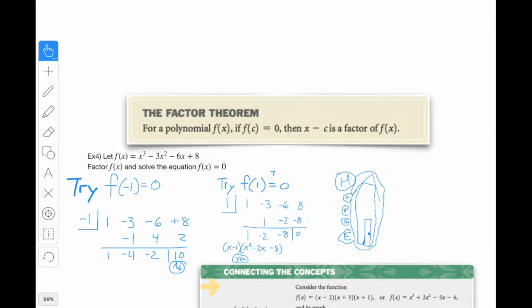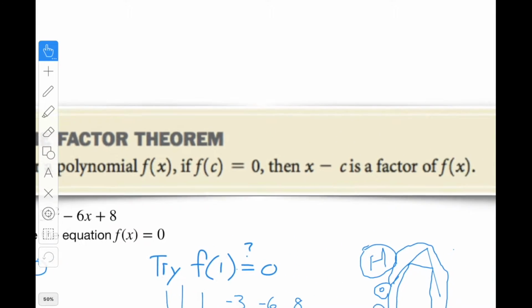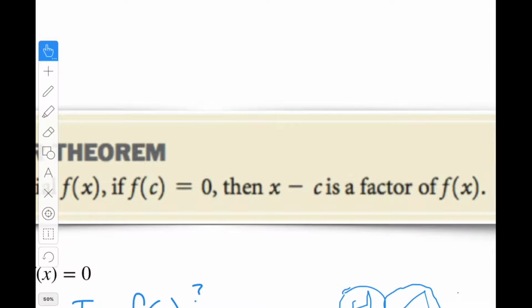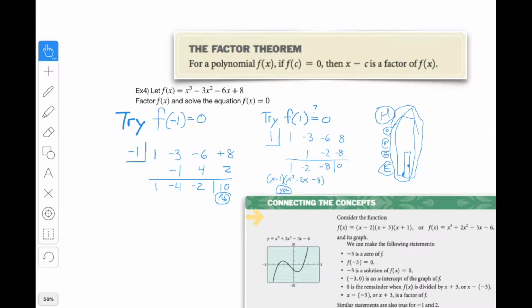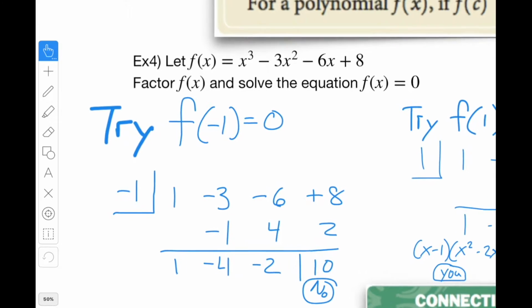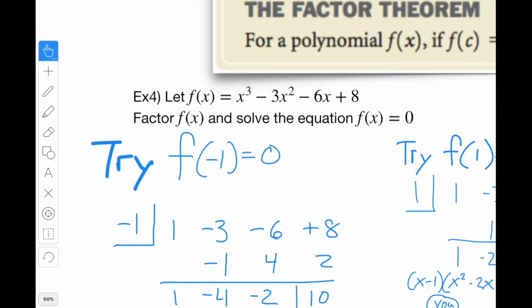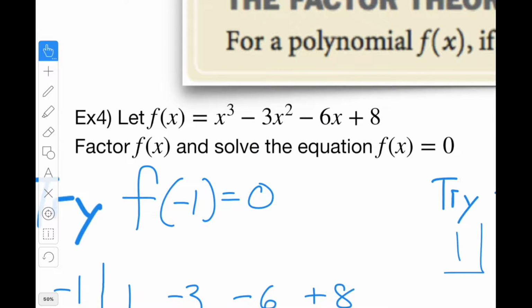The factor theorem, here's another application. For a polynomial f of x, if f of c is equal to 0, then x minus c is a factor of f of x. We've already been using that. So let's use it here. We're not given what the factors are, so let's try and factor it and solve the equation f of x is equal to 0.